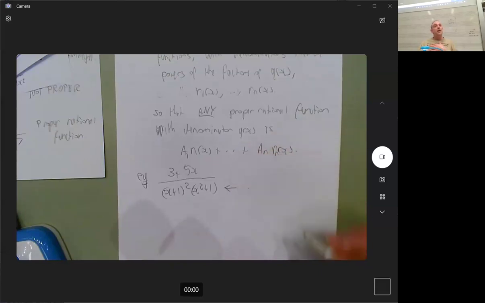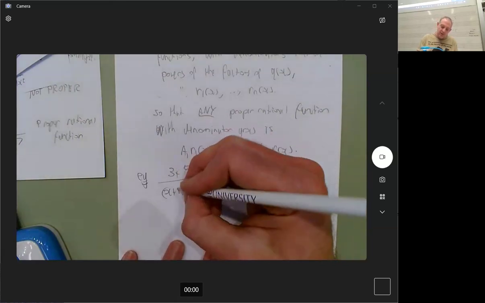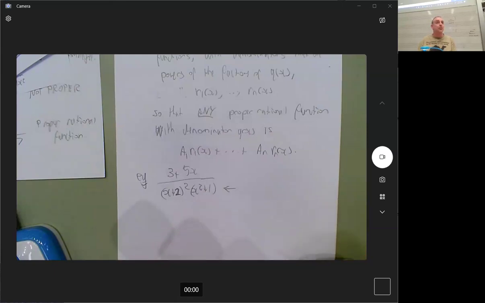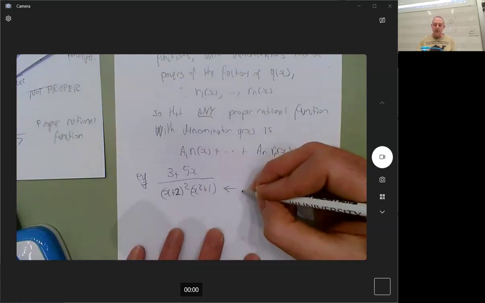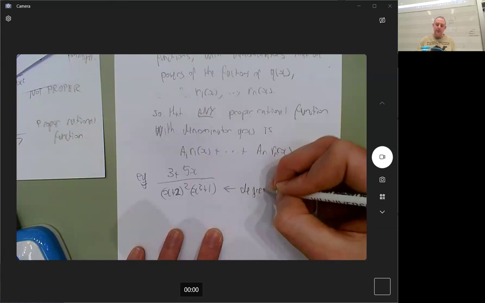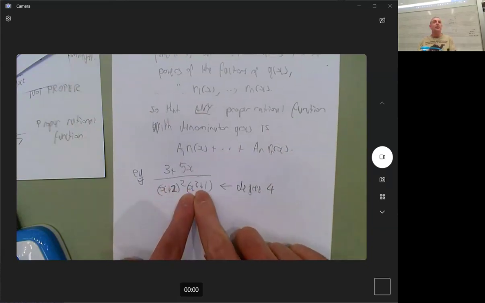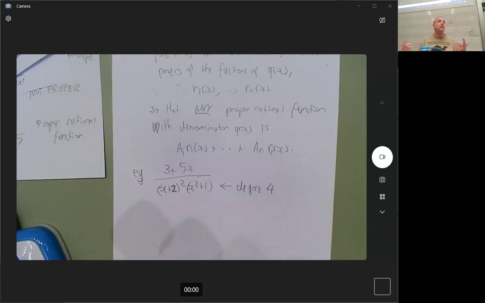This denominator has already been factorized for us. Very nice. X squared plus 1 is irreducible because its roots are plus and minus i, so you can't reduce that in the real numbers. I will make this a 2 just so that it's easier to tell apart from this one in my example. So this is degree 4 because there's an x squared here and an x squared here. So when you multiply it all together, you've got an x to the power of 4.